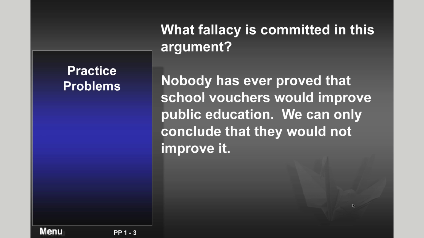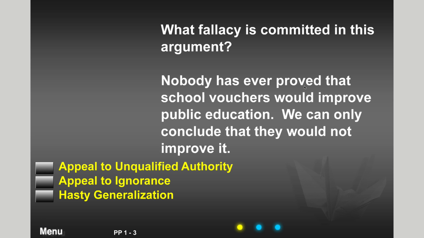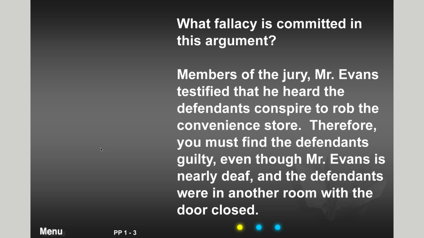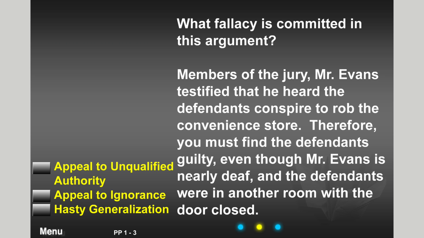No one has ever proved, and as soon as you see that, no one has ever proved, you should know what fallacy that is, that school vouchers would improve public education. We can only conclude that they would not improve it. Okay? Now, there are studies on school vouchers and stuff, but let's pretend there aren't, and nobody has ever proved that school vouchers would improve public education. When we're moving from no one has ever proved to we can only conclude that they would not improve it, we have an appeal to ignorance. Okay? So always look for that. Nobody, no one has proven, etc. will always lead you to the appeal to ignorance.